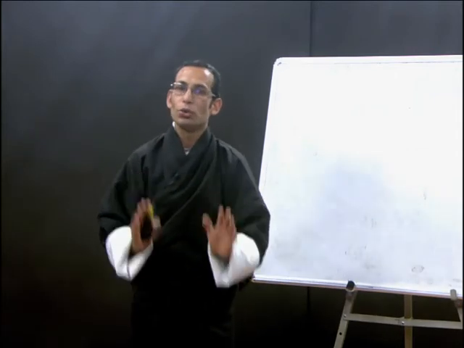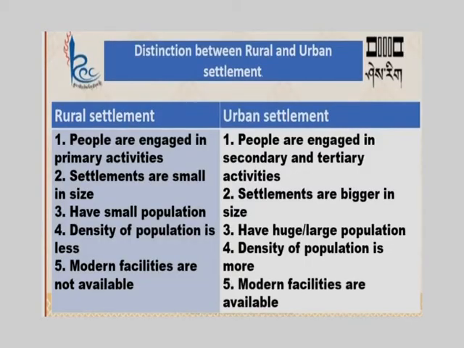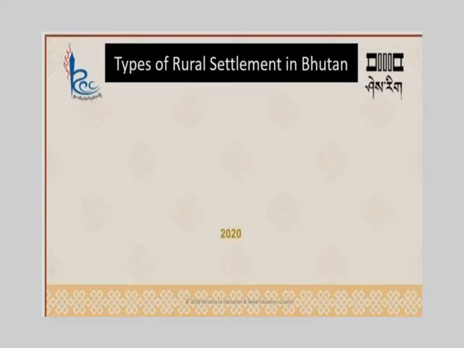Rural areas mostly do not have these modern facilities. So those are some of the differences between rural and urban settlement. Now let's focus on rural settlement. Types here refers to how houses are spaced, okay? Now let's see the types of rural settlement in Bhutan, in our country.